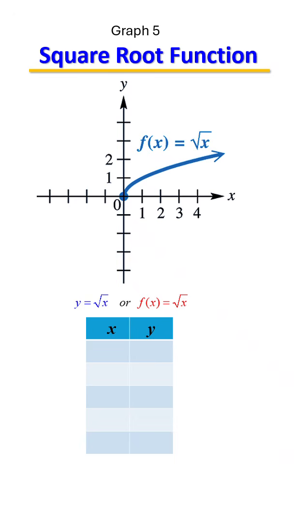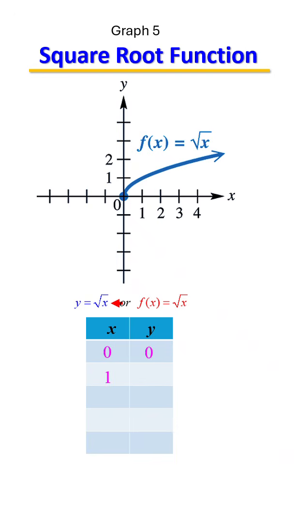Recall that under the radical, it needs to be a positive number for square root. You can't have a negative underneath because if you did, it would equal an imaginary number, a non-real solution. So let's go ahead and start plugging in some values for x to see what we get out and then sketch our graph. So if we plug in a 0 under there, the square root of 0 is 0.